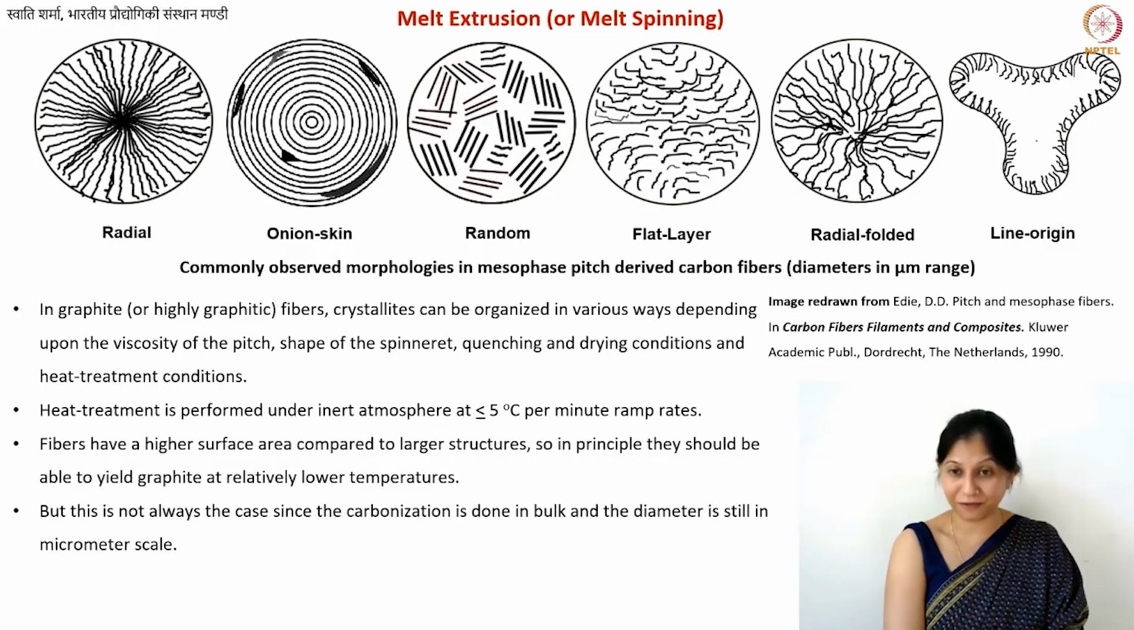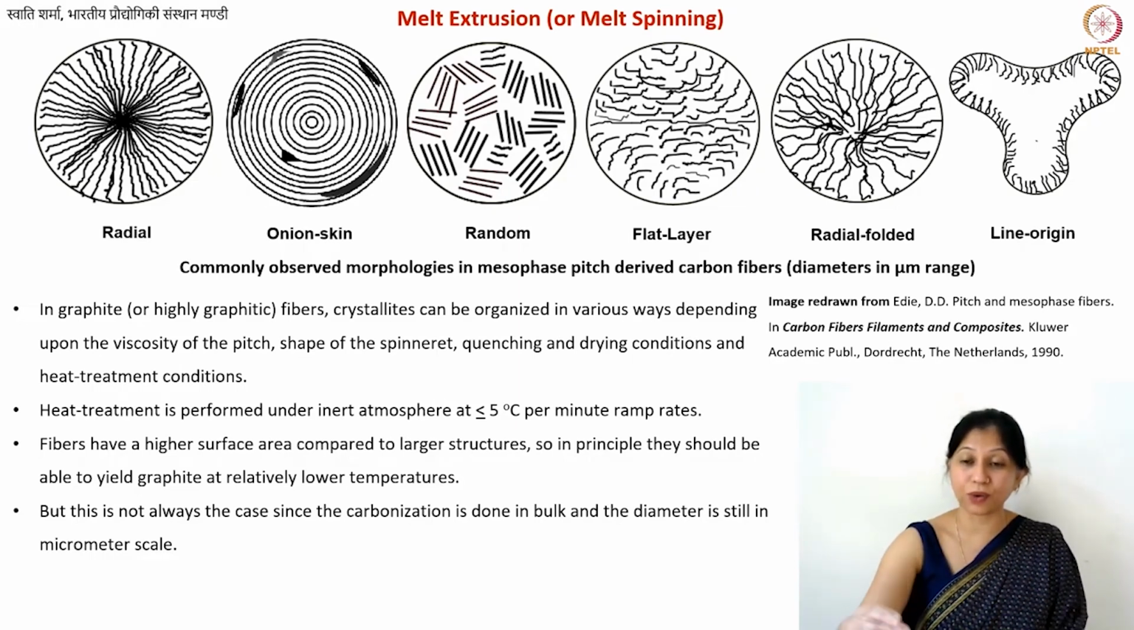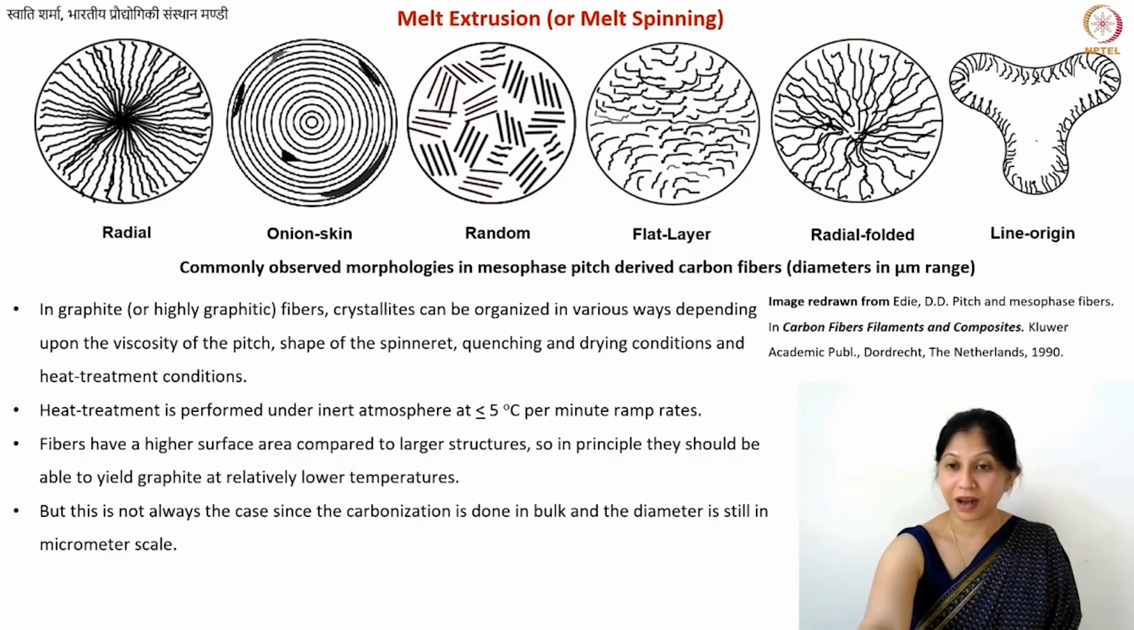When you have nanoscale fibers, the surface area effect becomes very strong, especially when you go below diameters of 50 nanometers. If you have a polymer fiber smaller than 50 nanometers, then the mechanism of carbonization becomes slightly different, and you may get more graphitization at lower temperatures. But in the case of microscale structures, this effect is there compared to bulk structures, but still not so prominent that you can drastically reduce your heat treatment temperature.